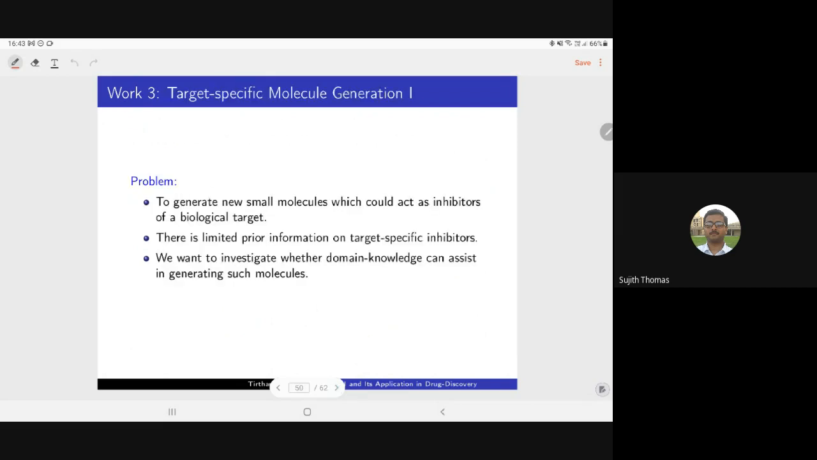Now the third work that results from this is an application of BOD GNN for molecule generation, or target specific molecule generation. So we are concerned with the problem where we want to generate new small molecules that could act as inhibitors of a biological target. And also there is limited prior information available for that particular target. And we want to investigate whether domain knowledge can assist in generating such molecules.